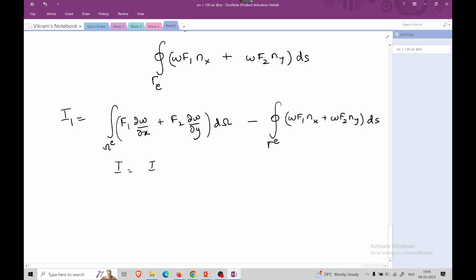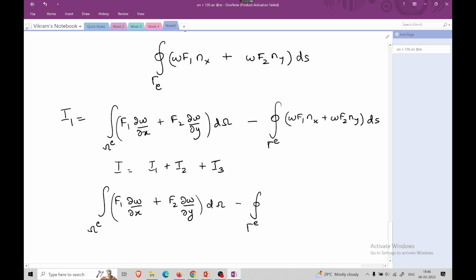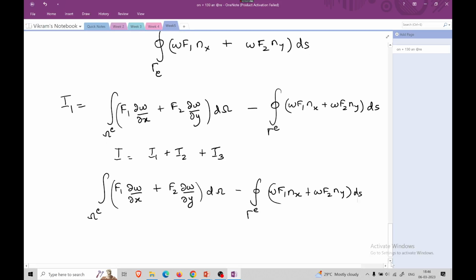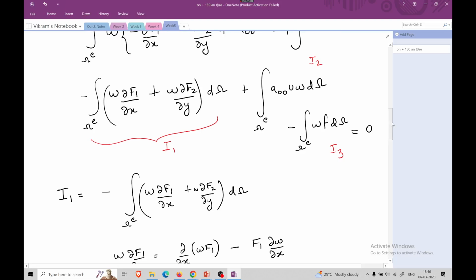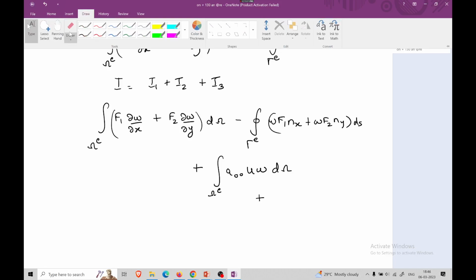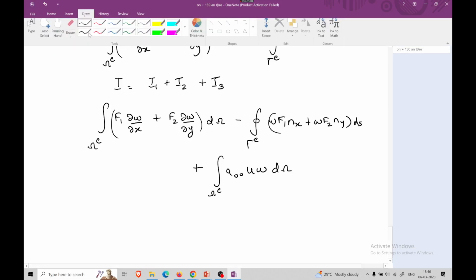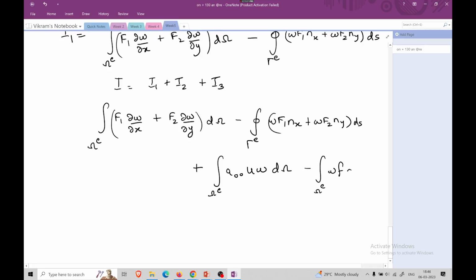So I is equal to I1 plus I2 plus I3, which is going to be the integral of f1 dou w by dou x plus f2 dou w by dou y d omega, minus the surface integral of w f1 nx plus w f2 ny into ds, plus the integral over the domain of a00 uw d omega, minus wf d omega, is equal to 0. Entire I is equal to 0.